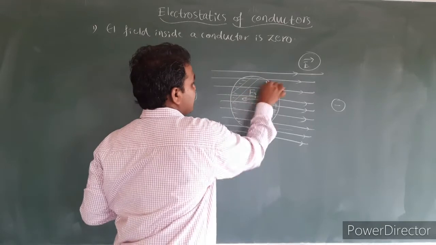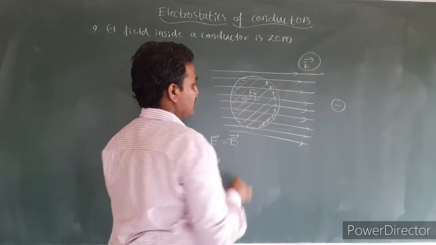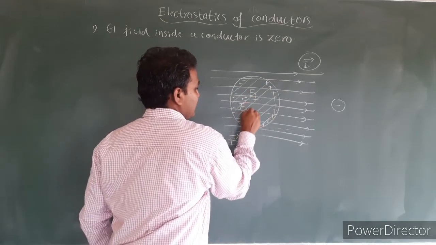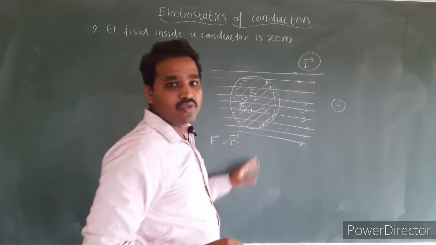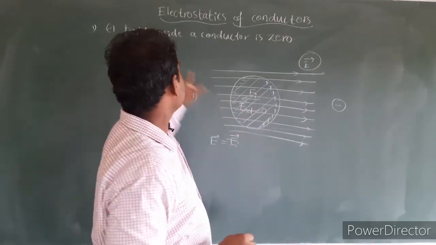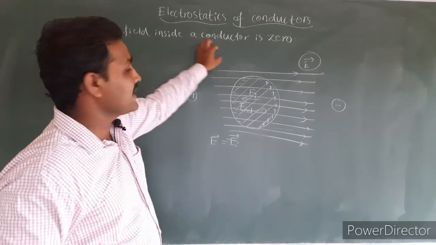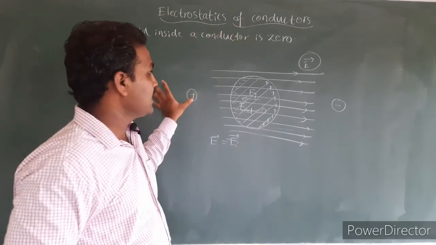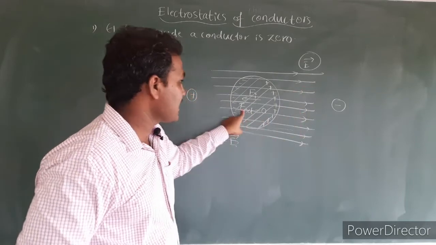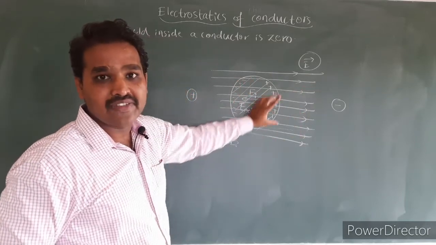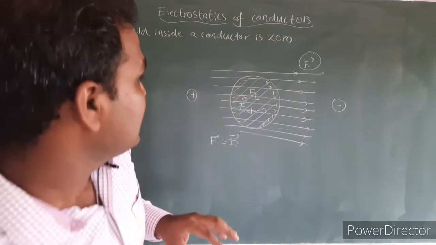Hence, inside the conductor, the net electric field will be equal to 0. This is how we understand that the electric field inside a conductor is 0. The effect of the external electric field gets cancelled by the induced electric field inside the conductor.